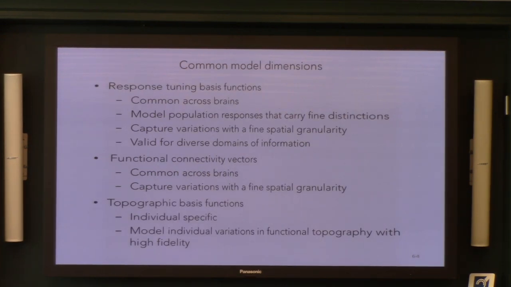The dimensions are very complicated things. So they carry a lot of information. They have response tuning basis functions that are common across brains. Okay? They also have functional connectivity vectors that are common across brains. And I didn't show this, but they also are associated with topographic basis functions. So topographic patterns that are idiosyncratic to each individual, with which we can model individual topographies with very high fidelity.